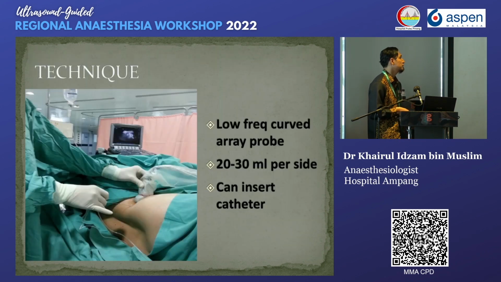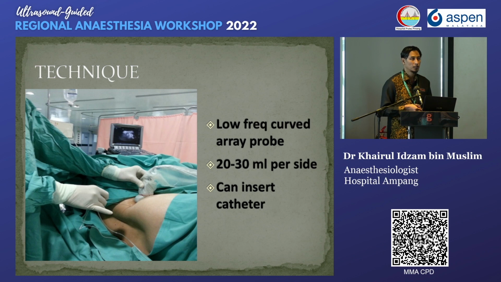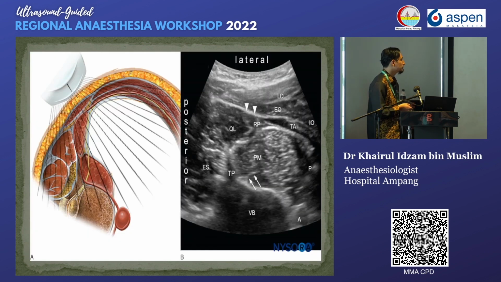So for the technique, we use a low frequency curved array probe. We use 20 to 30 mL of LA per site, and we can either perform a single shot or insert a catheter. So this is the view that we want to obtain to perform the QL block.